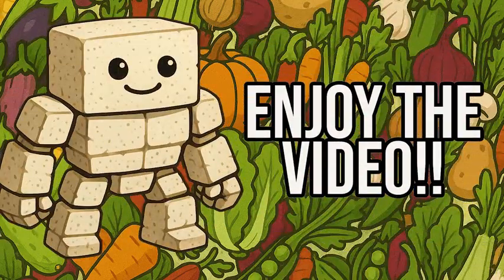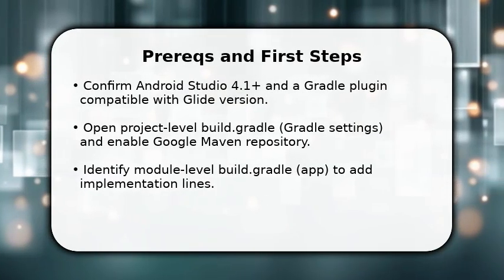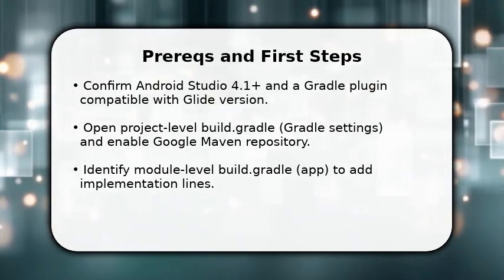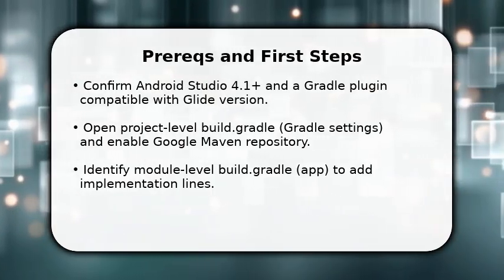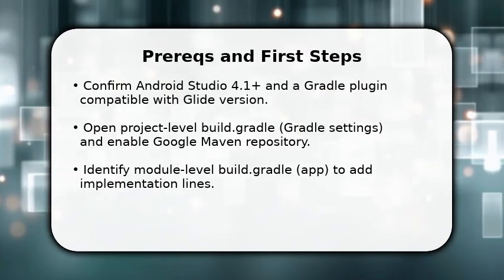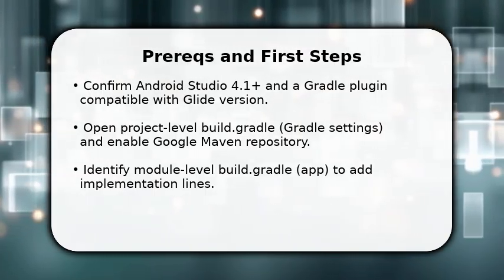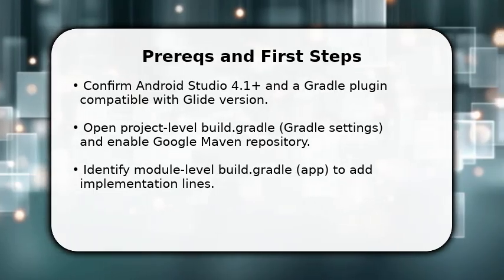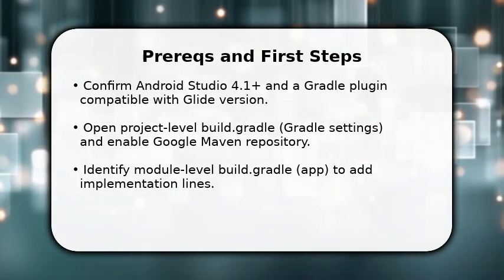Please enjoy the video. You start by verifying prerequisites: Android Studio updated and a compatible Gradle plugin, because mismatches break sync. Once done, open the project level build.gradle and make sure Google and Maven Central are present so Gradle can fetch Glide.